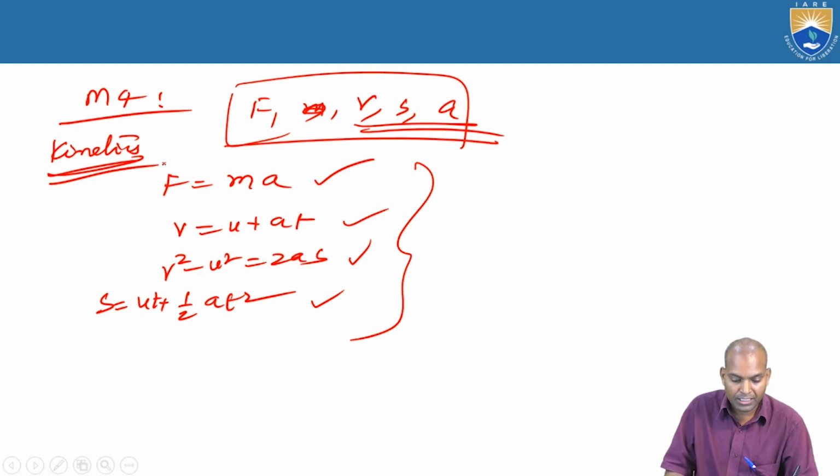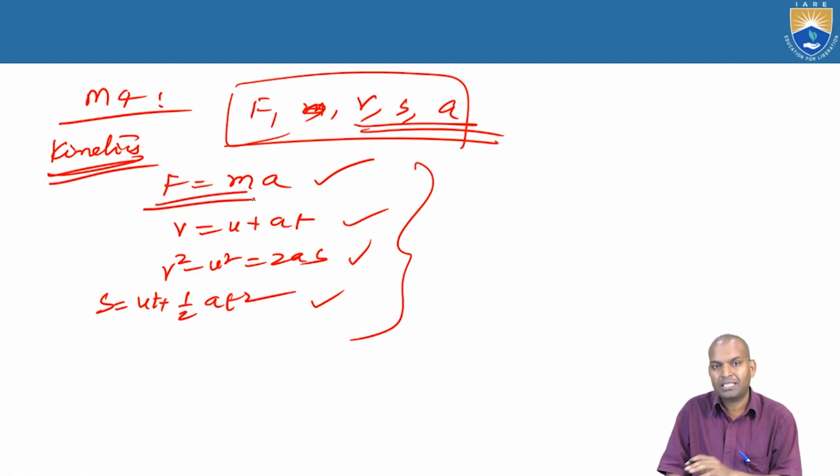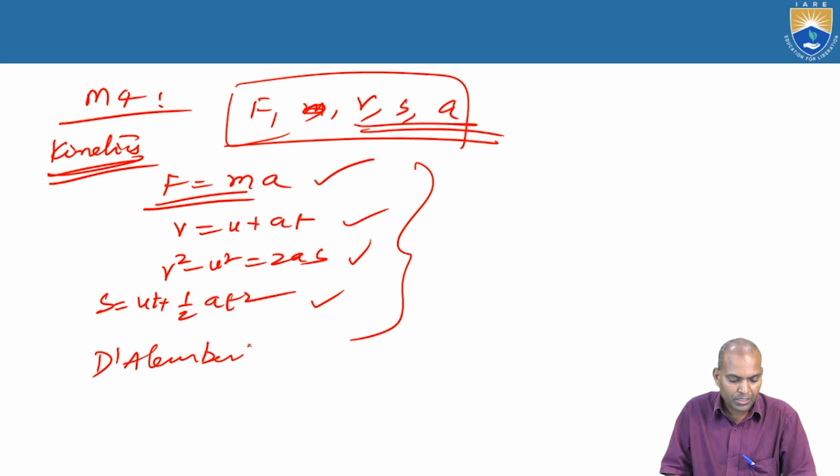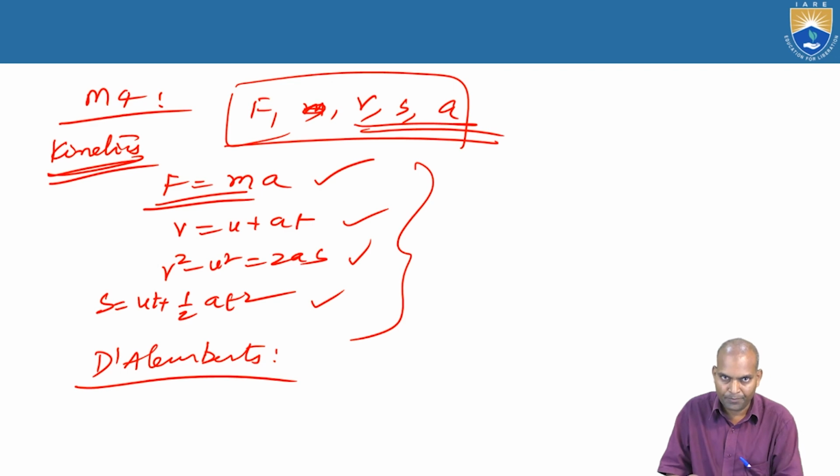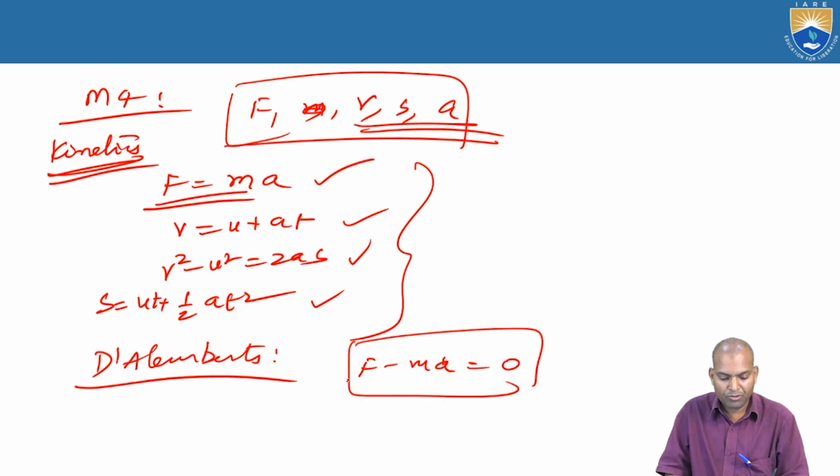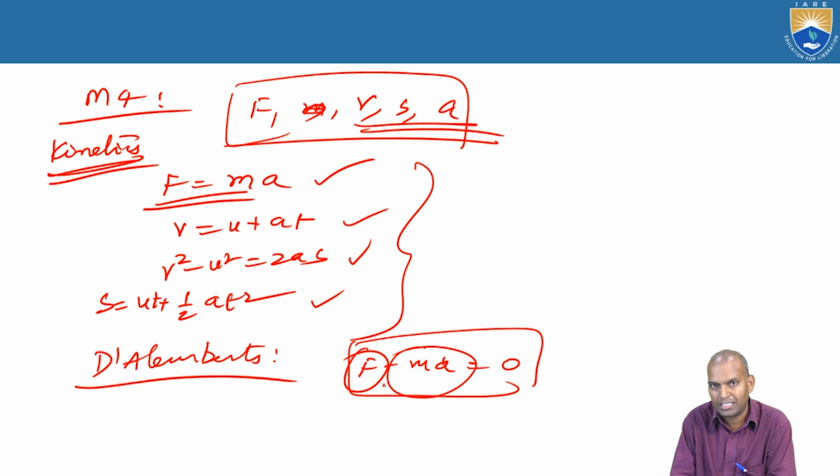So in the case of kinetics of rigid bodies, the main thing is that we use D'Alembert's principle. What is D'Alembert's principle? D'Alembert's principle says that the net force and the inertia force are in equilibrium. That is F minus ma equal to 0. Here F is the net force, and minus ma is known as the D'Alembert's force or inertia force.